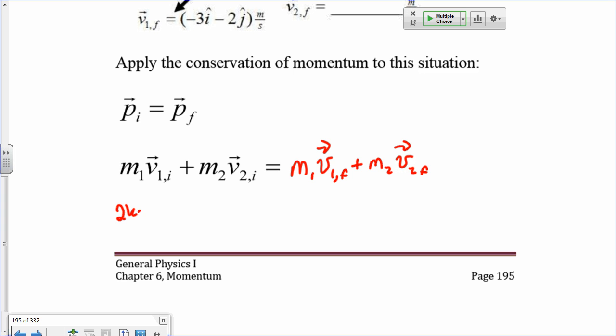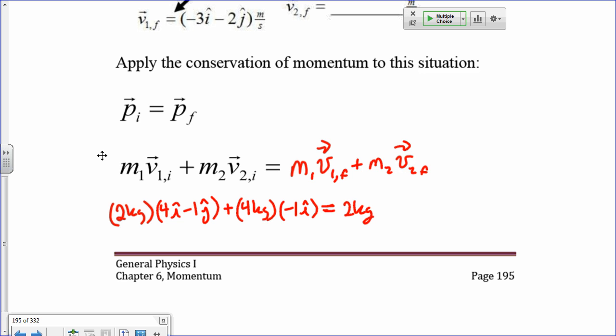So I have 2 kilograms times v1i, which is 4i minus 1j, plus m2, which is 4 kilograms, times negative 1i, and then that's equal to 2 kilograms times negative 3i minus 2j, plus m2, which was 4, times v2f.